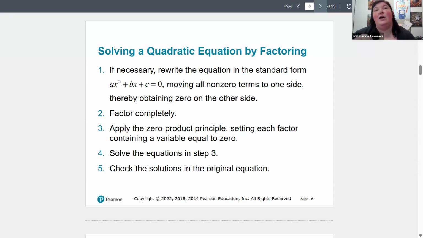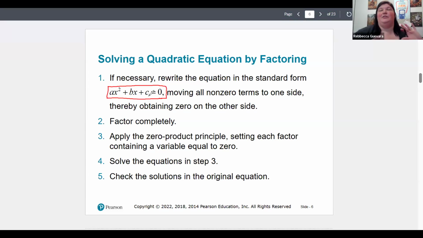So if necessary, rewrite the equation in standard form. So whatever our quadratic equation is, we will first want it to be in standard form. Anytime you try to solve a quadratic, doesn't matter if it's by factoring or if you're doing quadratic formula, you want it to be set equal to 0, so you want it to be in standard form. So we're going to move all non-zero terms to one side and leave the other side equal to 0. At that point, we're going to factor completely, if we can.